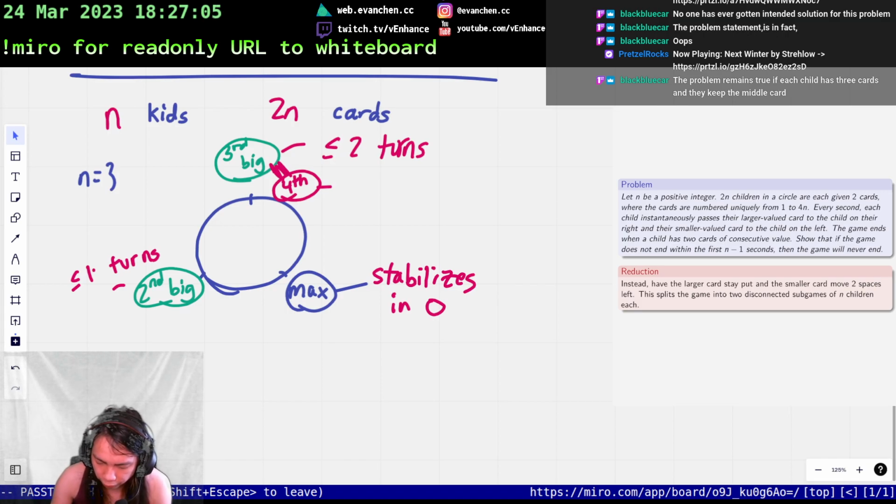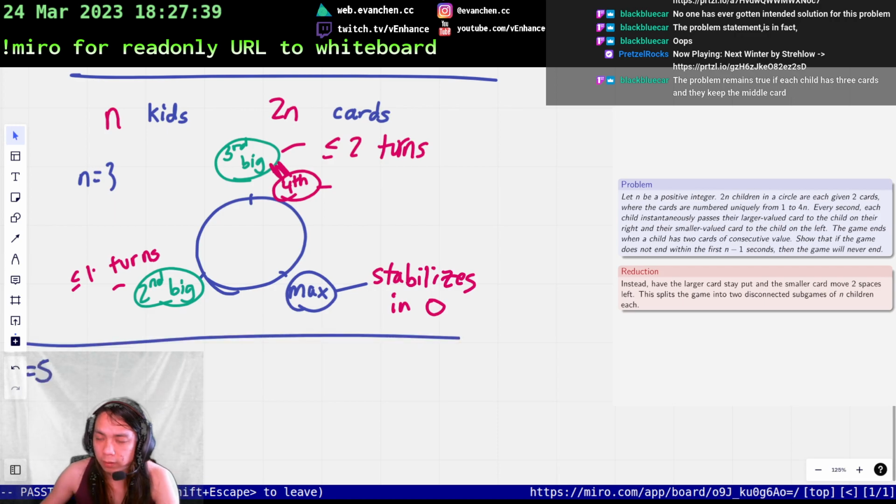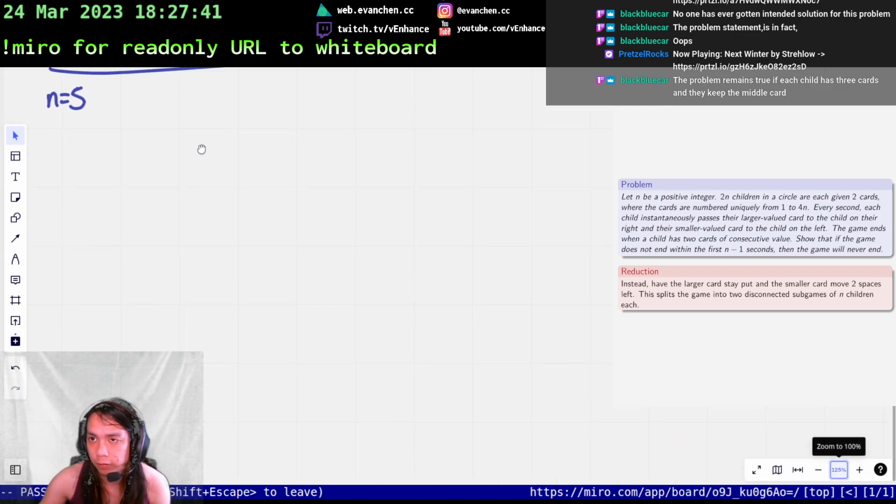Okay, well, let me draw some scenarios. So you have max, and then if second is here, and third is somewhere, fourth is somewhere. These are the biggest cards, so they don't move around. I might need a bigger example actually. We're gonna bump this up to n equals 5. I think 3 is actually too small for me to see what's going on. So we're gonna draw the picture for n equals 5.